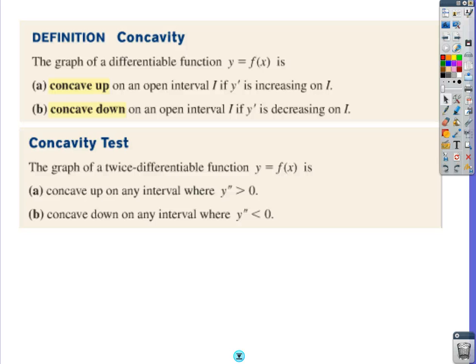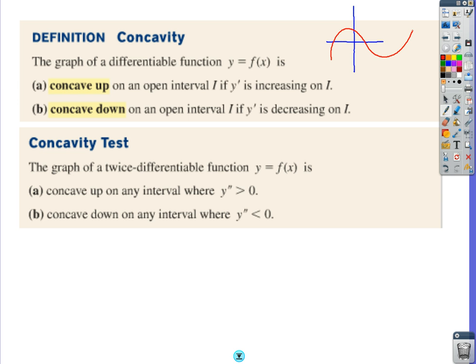Hey, and welcome back. So here we are talking about part 2 of section 4.3, and we're going to talk about concavity. You guys have been introduced to concavity in pre-calculus and maybe even algebra 2 if you have some graph, and we're taking a look at it.